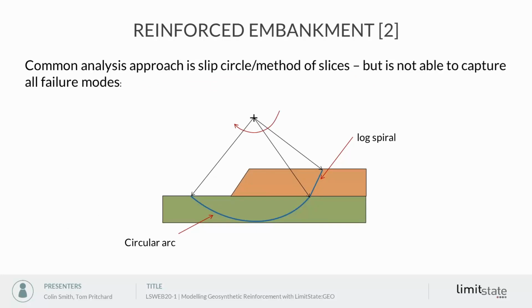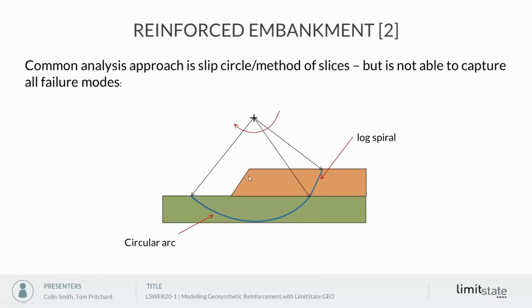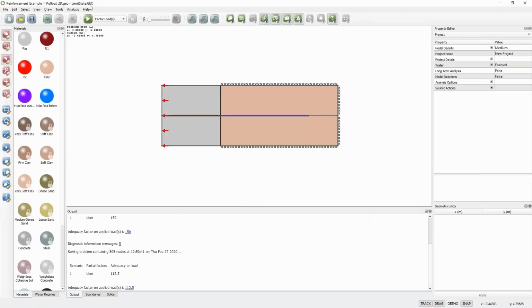Now, a common way you would analyse this is limit equilibrium, which might be a slip circle method using the method of slices, and that works well for certain failure modes, but generally can struggle to capture all types of failure modes, and we'll see a few of those in the demonstration of the software in just a minute. So we're going to jump back to the software and we'll load up this example problem.